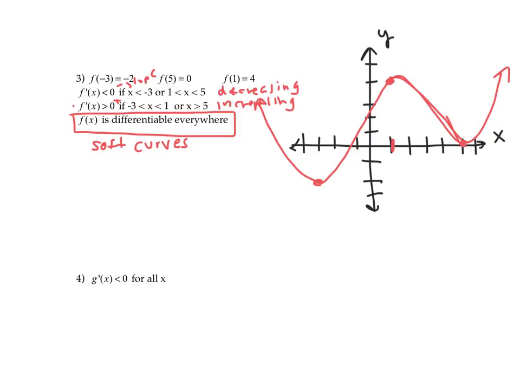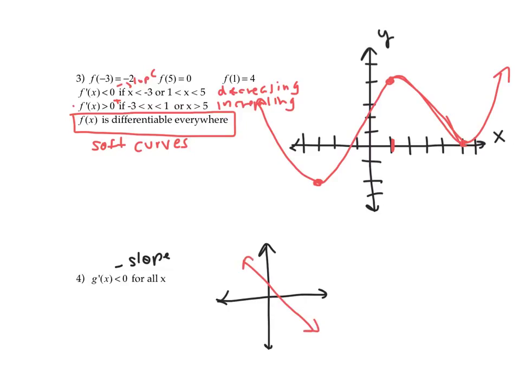Finally, number 4. We're just going to do this really quick. It says the derivative is negative for all values of x. So there are many different options. We have a negative slope. You could simply draw a line that has a negative slope.